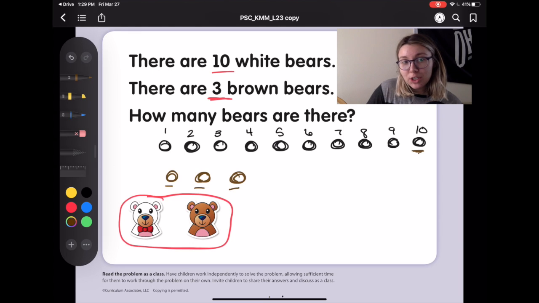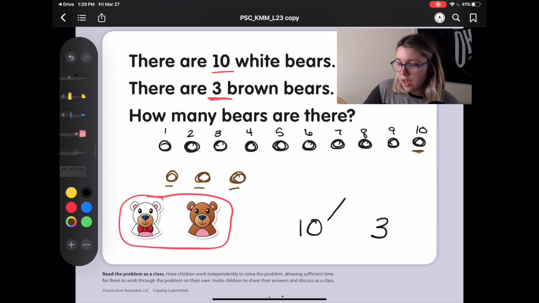Alright, how else could we show this? We could use a number bond. So we could say that we have 10 white bears and we have 3 brown bears and we put those together. What does that give us? 13. So we got 13 both times when we use dots and when we use our number bonds. So that's how you can solve that problem.